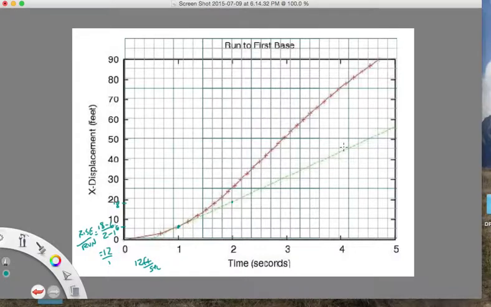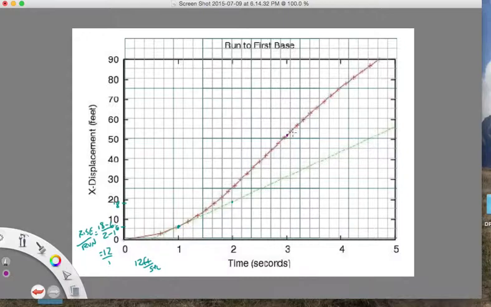Now I'll ask you for 3 seconds. I'm going to use a different color. I'll use plum at 3 seconds. So you go to 3 seconds over here, and at 3 seconds, go all the way up and estimate it's about that point right there. Now here's the tough part. You have to figure out what the instantaneous velocity is at 3 seconds. You have to find a tangent line at 3 seconds.